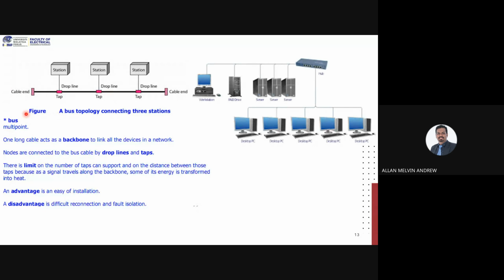Bus is actually a multipoint topology, because you can have more points. One long cable acts as a backbone to link all the devices in the network. So you can see there is a long cable from the sender to the receiver.